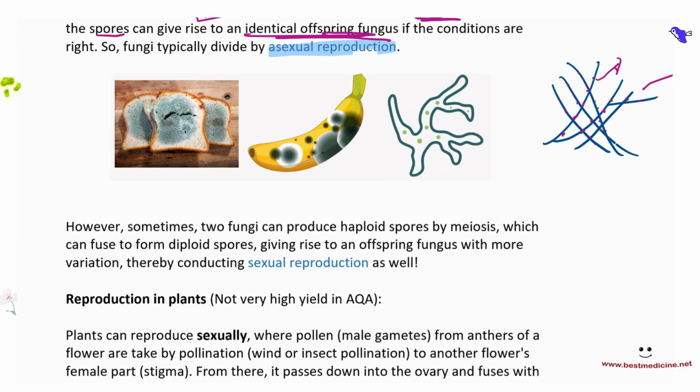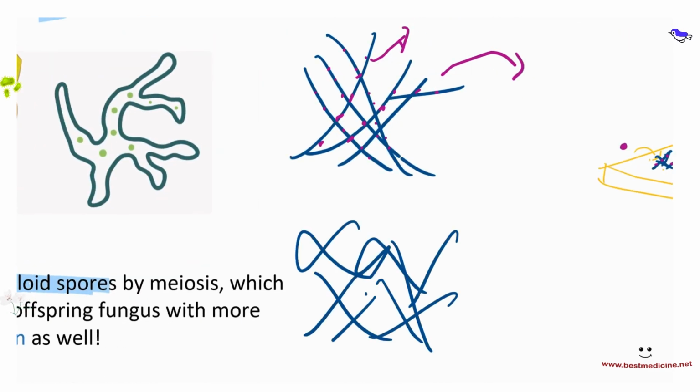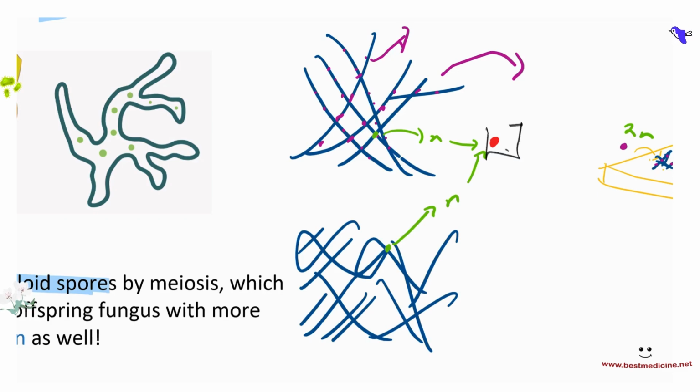However, sometimes two fungi can produce haploid spores, okay? So you have a fungus here, like this one, and then you have a fungus over here. This one gives out a special kind of spore, maybe in very warm conditions, an N. Normally this should be 2N, right? It gives out an N. This one also gives out a haploid spore. And then those haploid spores can join together and form a diploid spore. This one is a sexually formed spore that will have genetic variation and give rise to a different kind of fungus, a combination of the two.